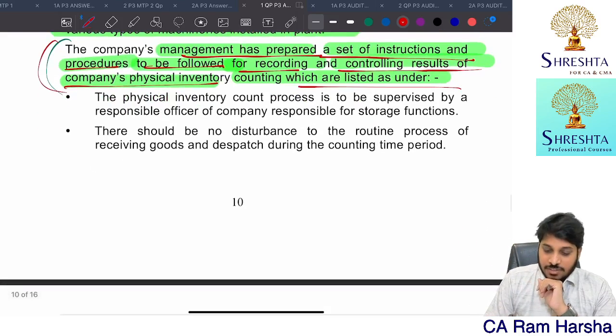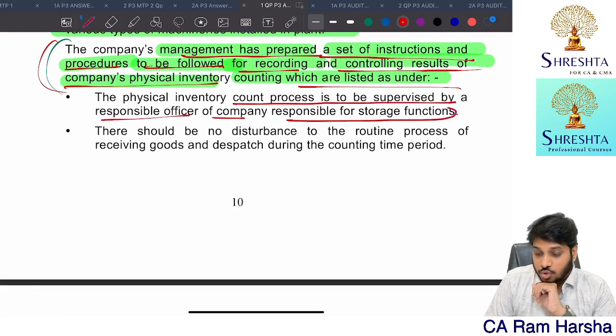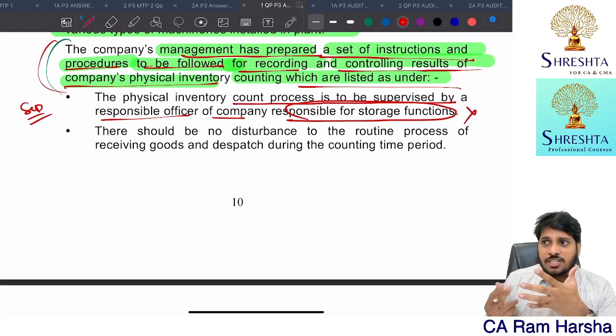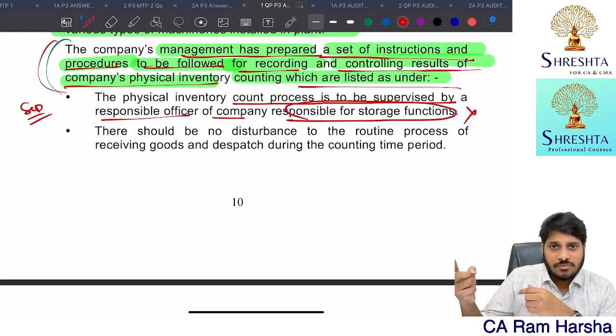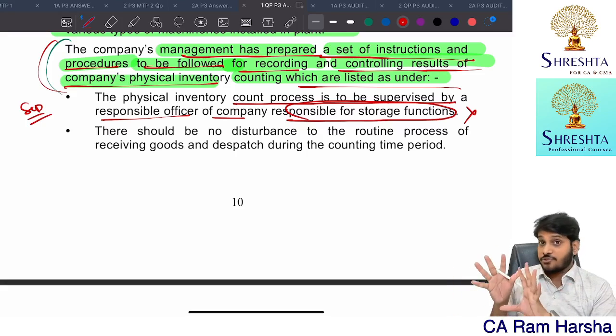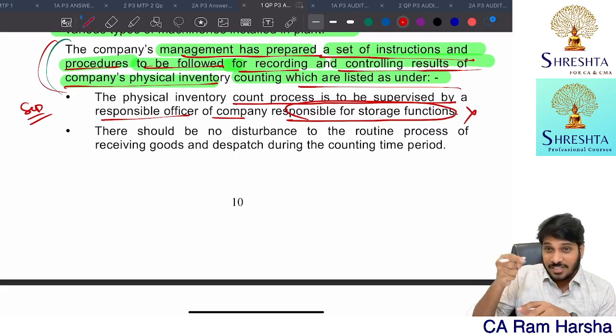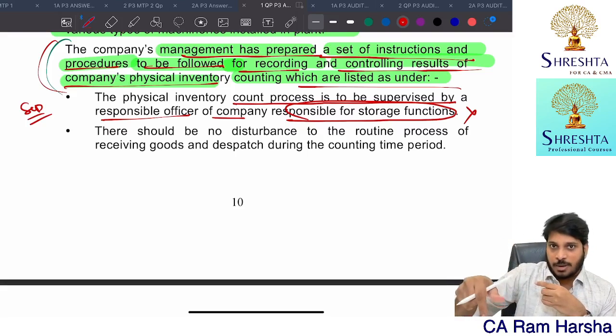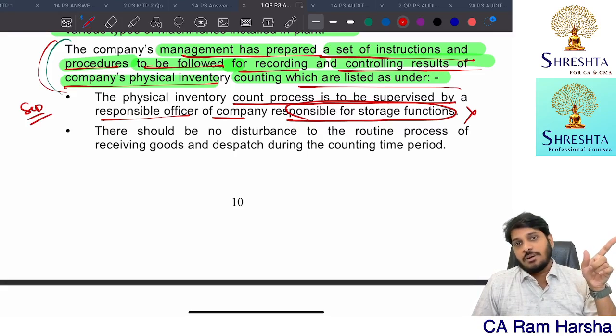The physical inventory count process is to be supervised by a responsible officer of the company responsible for storage functions. That's wrong. Segregation of duty must be there. How can the same store manager verify the rice, the physical quantity? Because he is the one who is maintaining the store. Of course, he should be present, but for the physical verification count, somebody should observe, not from the warehouse department, from some other department, and he should come and verify.